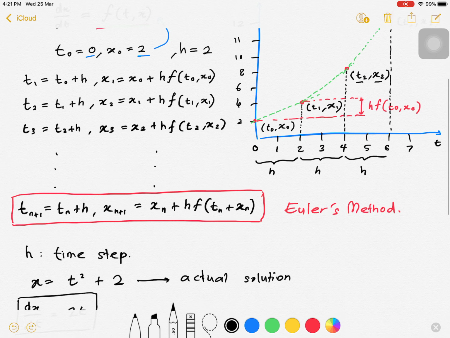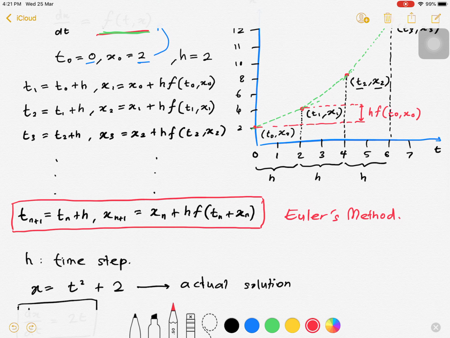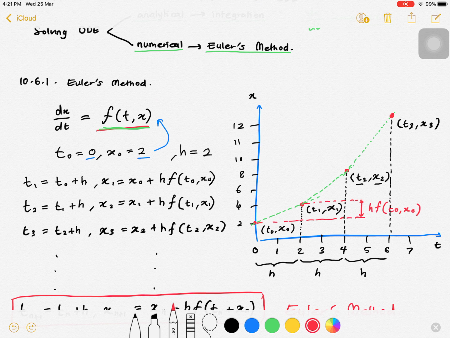So let's say I draw the actual solution. This is an example. Let's say I draw the actual curve of x. Let's say it will be like this. Smooth enough. Okay, it will be like that. So of course we will have some error when we use a numerical solution, but the error can be big and the error can be small.